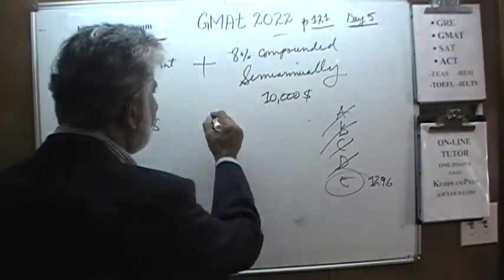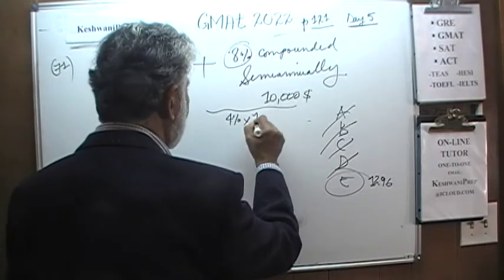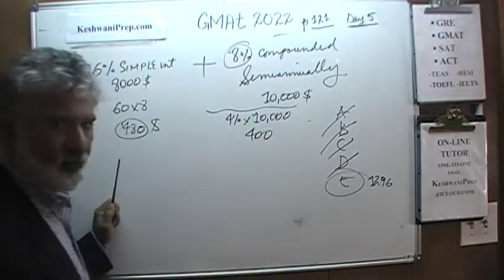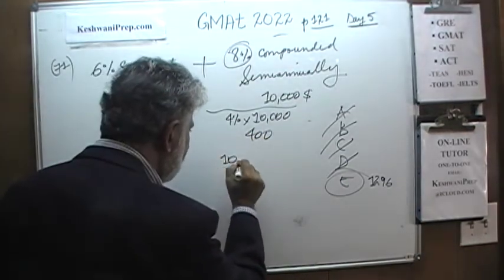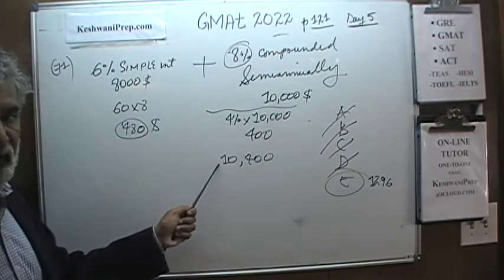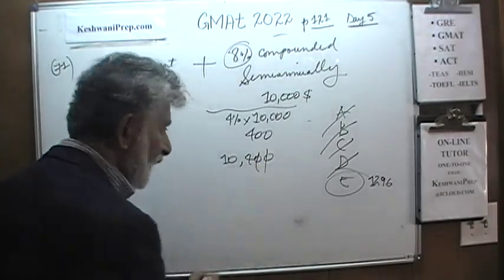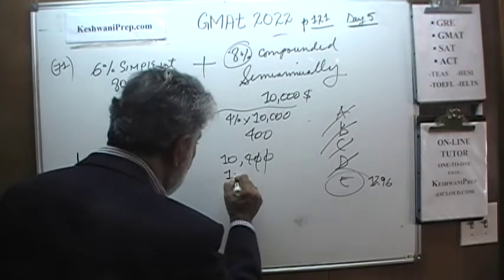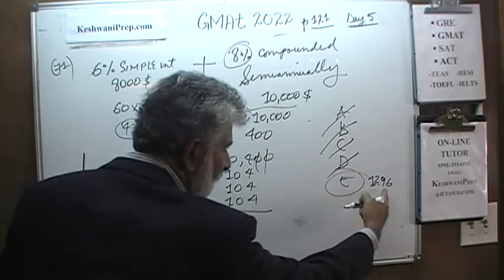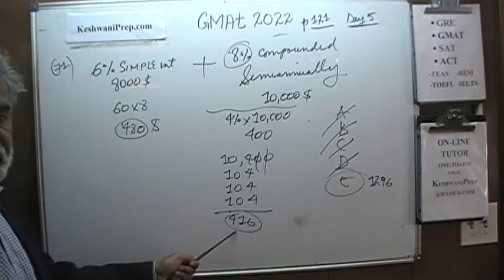So let's do that then, shall we? For the first 6 months, we get half of 8%, so 4% of 10,000, which is 400. That was easy. So at the end of the first 6 months, what we have is 10,400 in the account. And now we get 4% on this amount, 4% of 10,400. 1% of 10,400 is simply 104. There you go, that's where the 16 comes from. So it's 416. This is what we're going to earn the second 6 months.